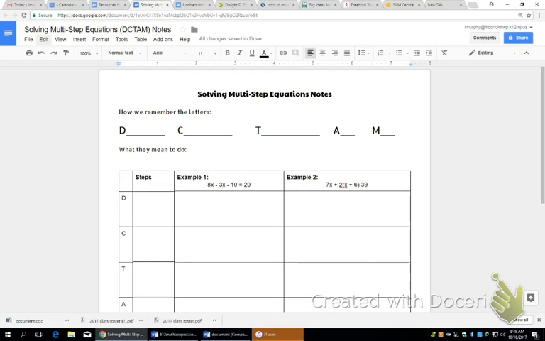So we're going to talk about solving multi-step equations, and the acronym that we use to do this is DCTAM, and the way we remember it is Don't Chuck Tacos At Me. And what these mean to do is obviously very important as well.